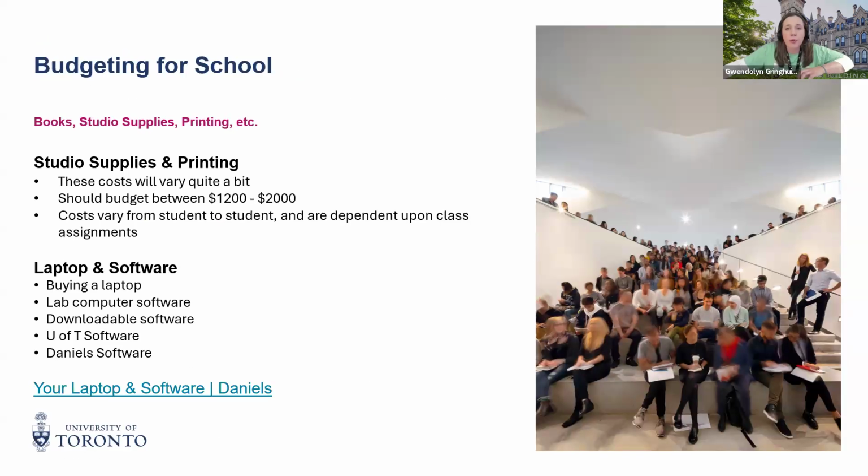And so in budgeting for school, you definitely want to think about tuition costs, but there's a few other things to keep in mind as well. If you were thinking about buying a computer, there is information on the Daniels website about recommended computers, as well as information about the different software that is available for students to download. Some are through the University of Toronto, some are through Daniels. And another thing to think about would be some of the studios and supplies and printing. Now, these costs can vary quite a bit from student to student, as well as the choices that students make, but it is important to include this in your budget when you are planning for school.